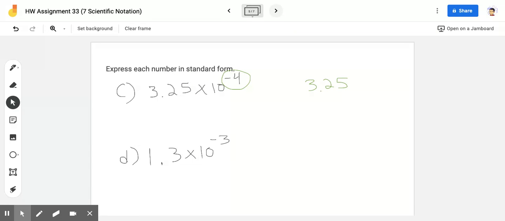Because I have a negative exponent, I am going to move my decimal point four times still, but instead of going to the right, I'm going to move it to the left. Negative exponent tells me that, 1, 2, 3, 4, I'm going to have a very, very, very small number, okay? Include my zeros and rewrite my number. So I have 0.000325, and that's what this value is going to be equal to.